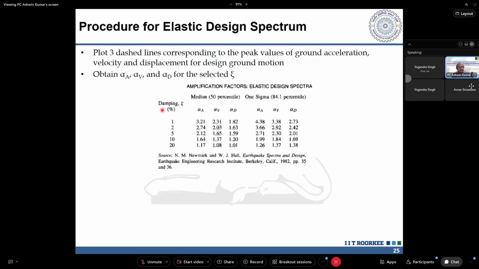Are there any methods available to plot the response spectrum curve? Yes, there are methods available like the Newmark and Hall method, wherein for different damping ratios they have given certain amplification factors for the acceleration region, for the velocity region, as well as the displacement region, right? To get either the 50th percentile or the 84.1 percentile of the response spectrum.